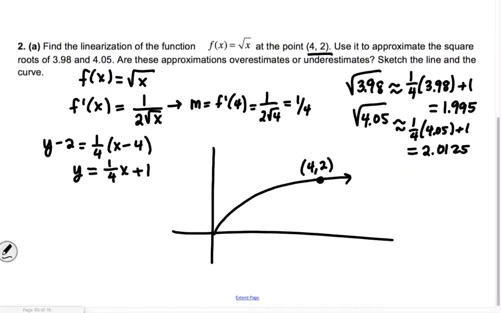All right, so here we go. Are these approximations overestimates or underestimates? So let's think about our tangent line. Would our tangent line be above the curve or below the curve? Above. Why?